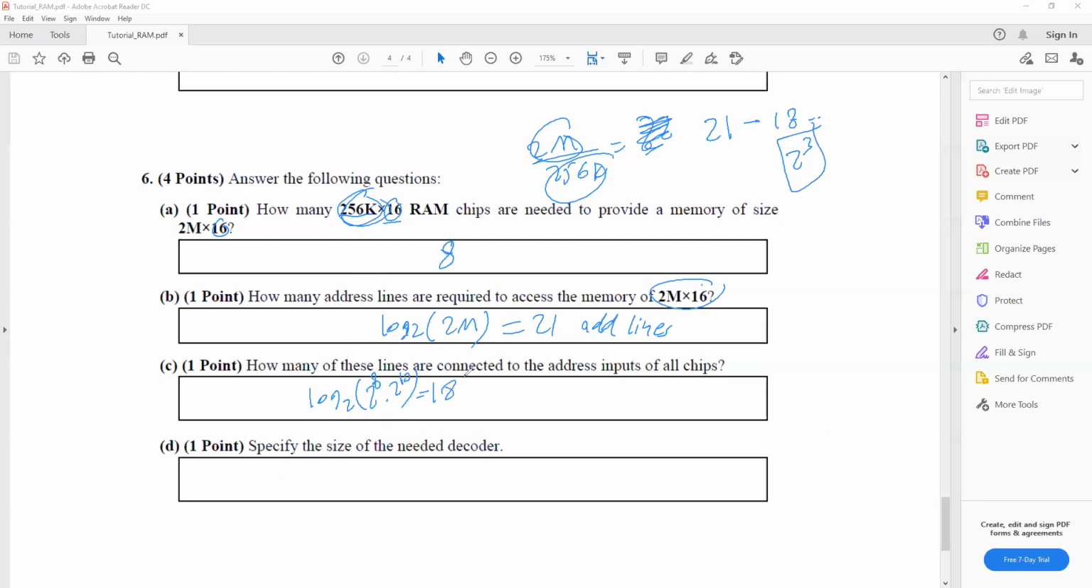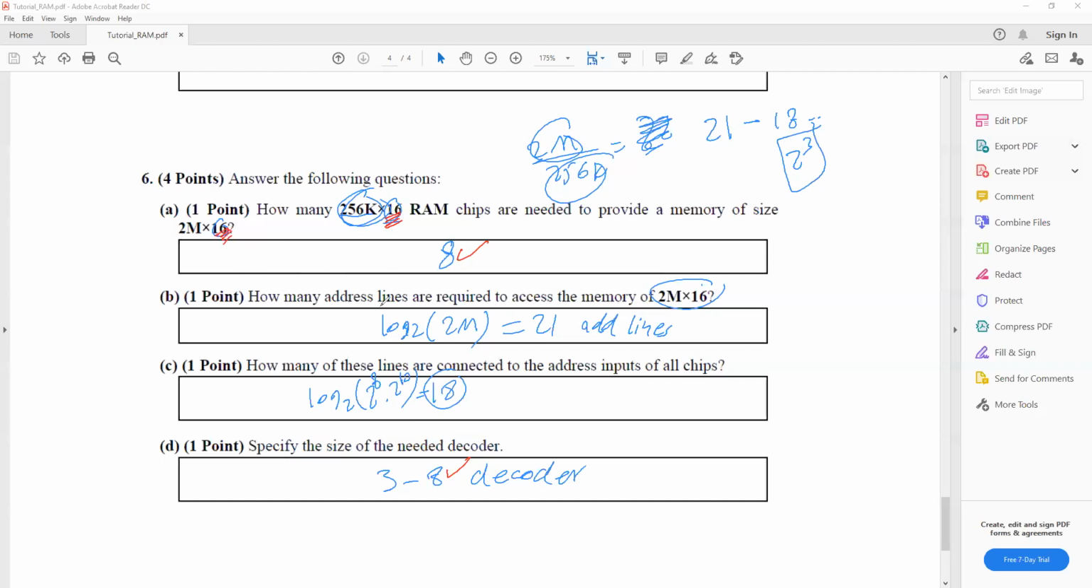Size of the decoder: it means that out of the 21, I used 18 for the small memory. That leaves me with 3 extra bits. So this is going to be a 3 to 8 decoder. If you want to check your answer, the number of chips you need always has to be the same as the number of outputs of the decoder. Otherwise, you have a mistake, because each line of the decoder is going to enable one of your chips. This is in the case that the data width is the same.